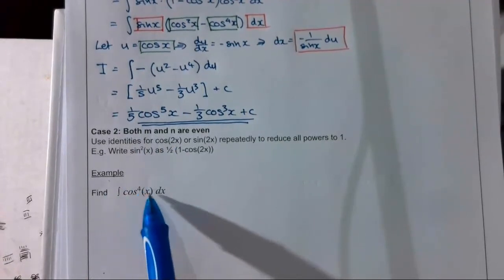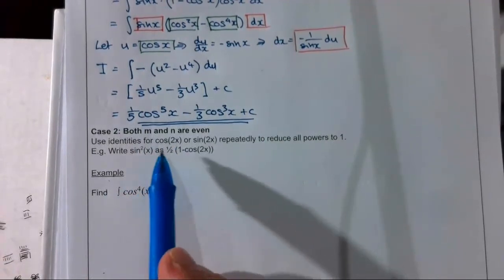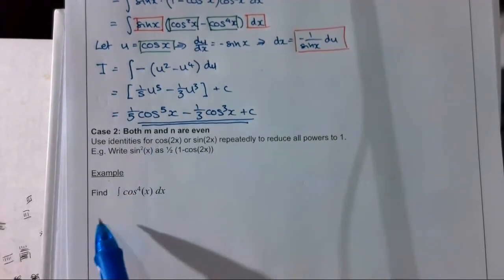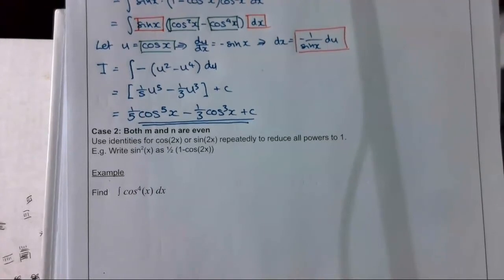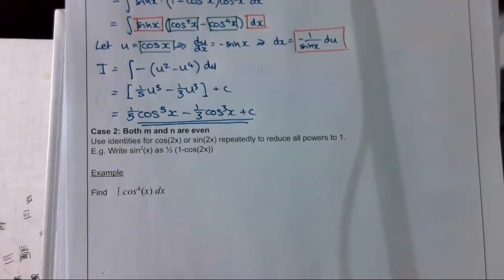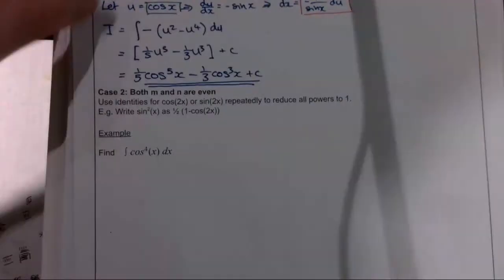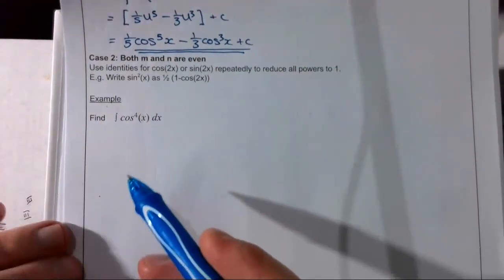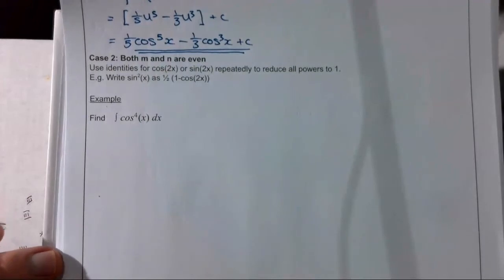We've got cos to the power 4 of x, and what we need to do is just keep using these identities until we get all the powers down to 1, and then you can integrate. I'd like you to have a go at it before I go through it. Pause the video and see if you can execute that strategy, and then I'll go through it in a second.